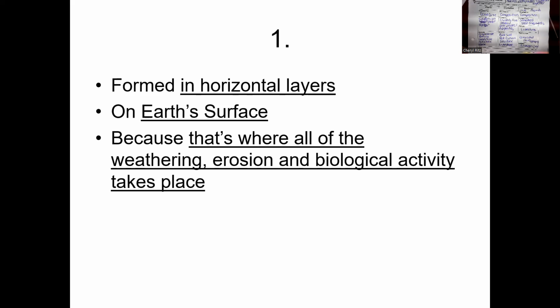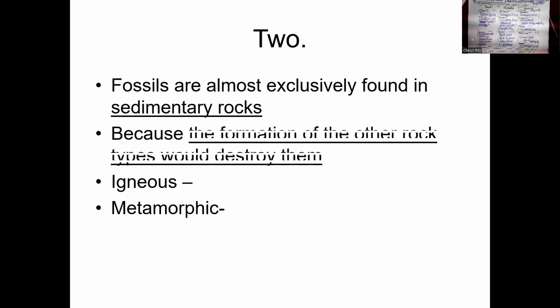So because these rocks are formed on the surface, fossils are found exclusively in sedimentary rocks. Fossils can't be formed thousands of kilometers below the Earth's surface because there's nothing living there. The living things are living on the surface. So that's why sedimentary rocks are found on the surface. In addition to that, the formation of the other rock types would destroy them.